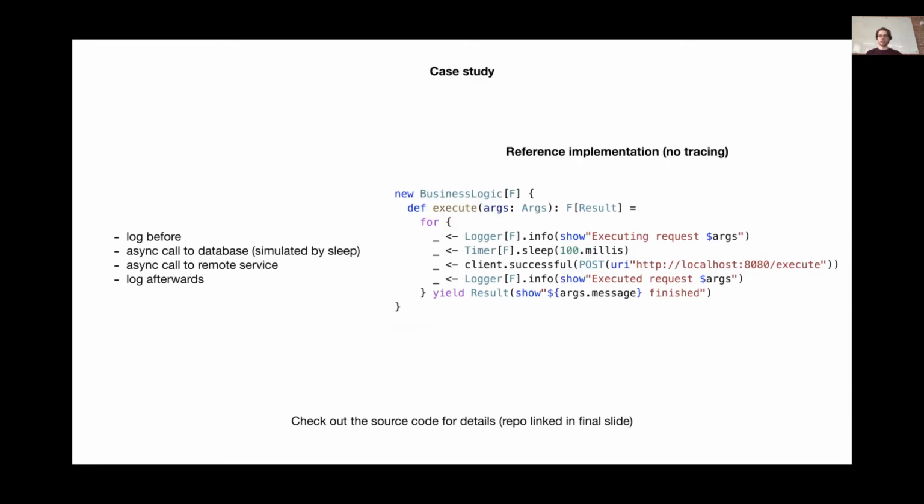So we'll have another case study, which is a bit different than what we had in the beginning. But basically, what we want to do, we want to make an asynchronous call to a database, which will be simulated by a sleep here because I just didn't want to dive into database territory in this talk. We'll have an asynchronous call to another service, a remote service. We will use an HTTP client. And then we want to log before and afterwards. And we want to see the span and trace ID in each log.